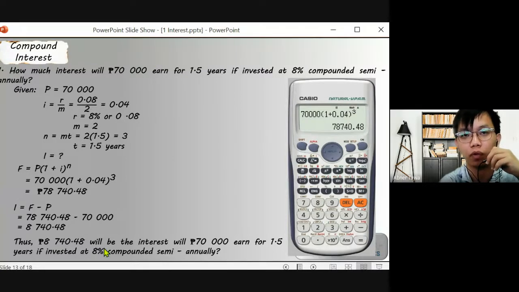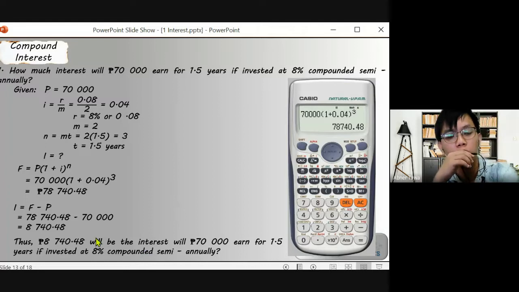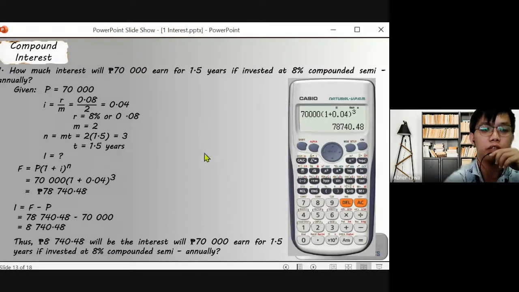Okay? Our conclusion here may differ, depending on how you are going to state it. As long as our conclusion answers the problem, it is not necessary for our conclusions to be the same. It depends on how you state your conclusion, as long as the idea is correct. So we have here the first example for compound interest.